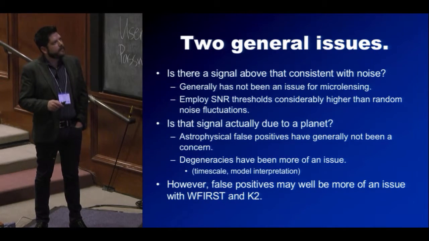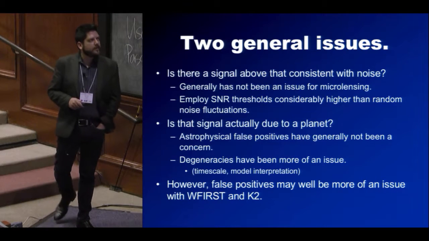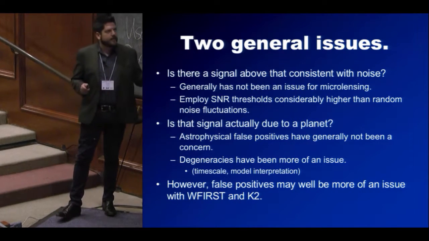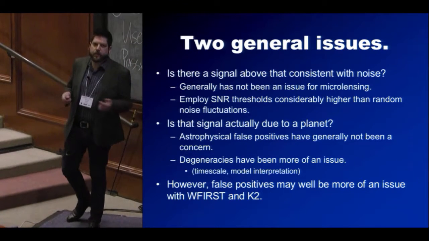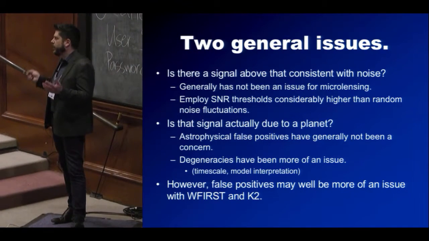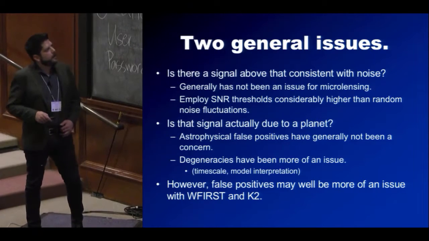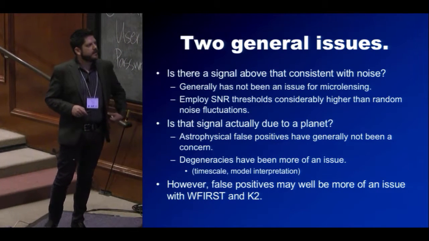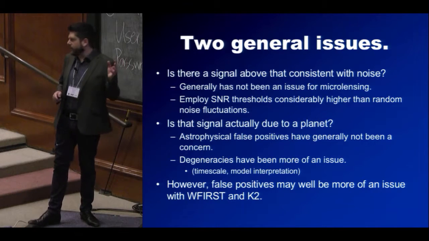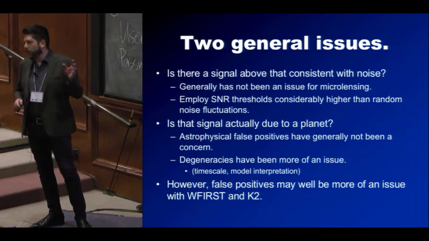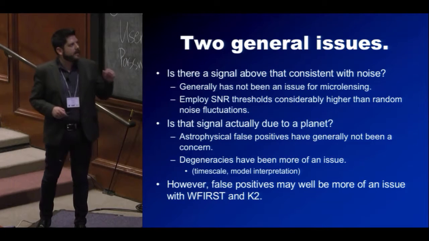Generally, this has not been an issue for microlensing because we've employed signal-to-noise thresholds like a delta chi-squared of 300 that are much larger than any random noise fluctuations, even considering correlated red noise. I'll show you why that's an okay thing to do for microlensing in a second. For a lot of surveys, that would be catastrophic. You'd basically be eliminating all of your detections. Microlensing doesn't have that issue.